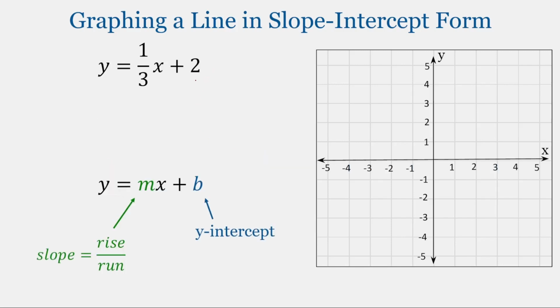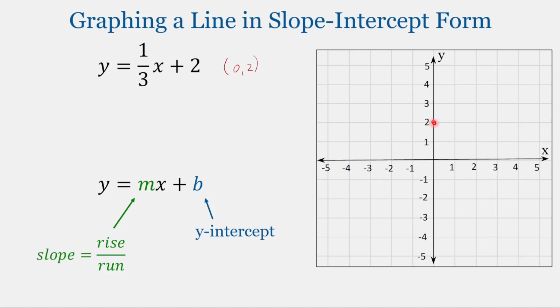So we're going to start with that y-intercept. So we have a y-intercept of b. That means we have the point 0, 2, because the y-intercept will have an x-coordinate value of 0. So let's plot that point. So here is 0, 2, the y-intercept of 2. And this is where we're going to start our graph.